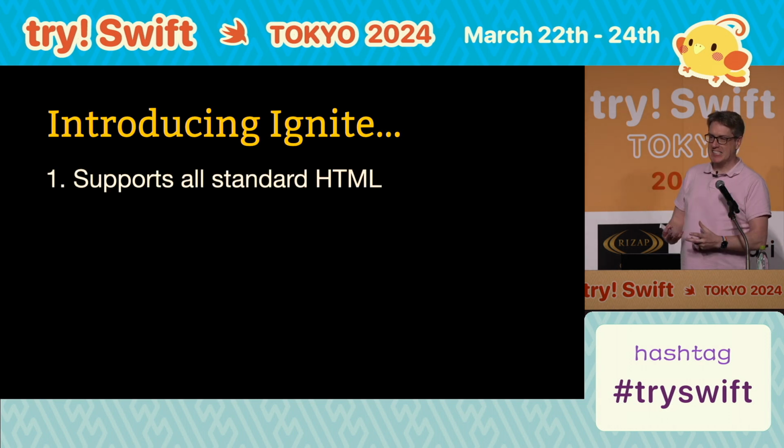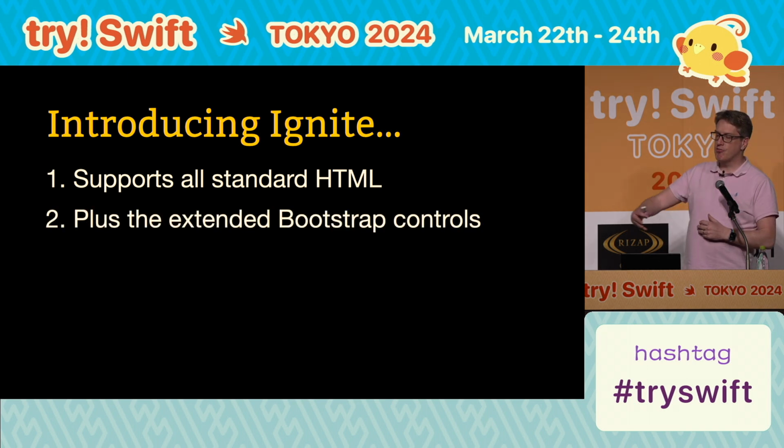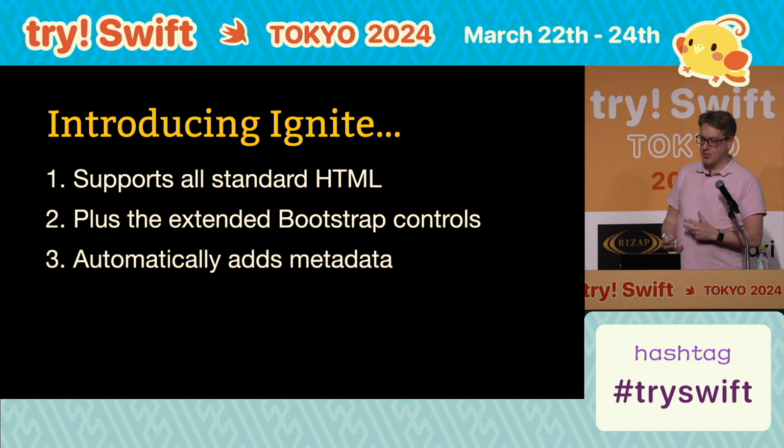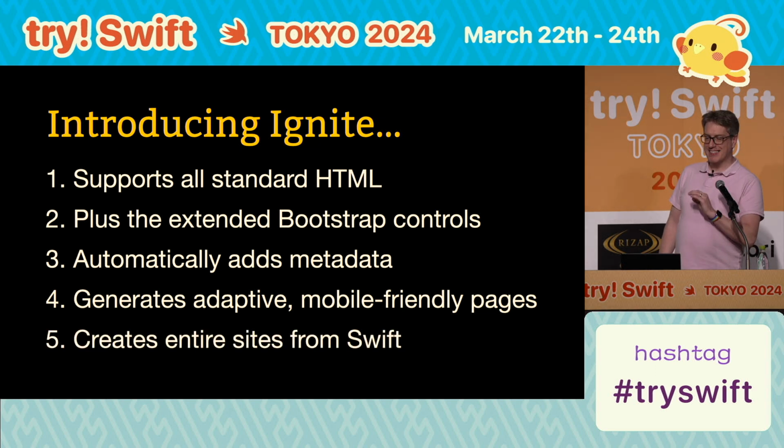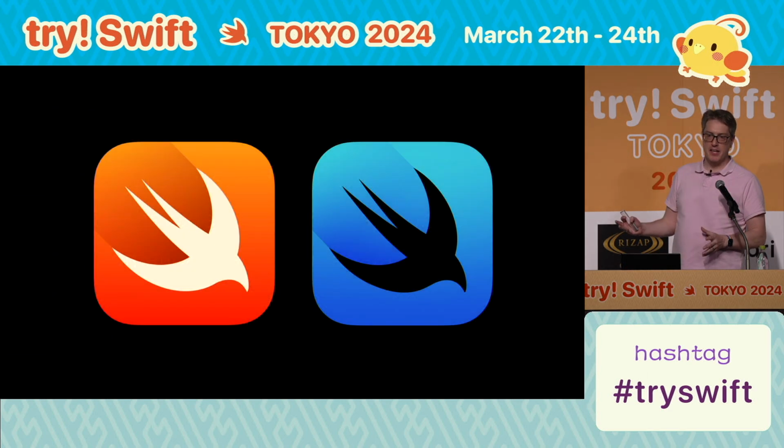It supports all the HTML you need to build websites: text, titles, links, tables, lists, code, and more. It has the full range of Bootstrap controls, carousels, accordions, alerts, and more. It adds important metadata for search engines, social media, and accessibility. And it builds pages that work on all devices straight away. It creates entire static websites from Swift code, including using Markdown for posts. It's built entirely in Swift, with SwiftUI style result builders and modifiers.